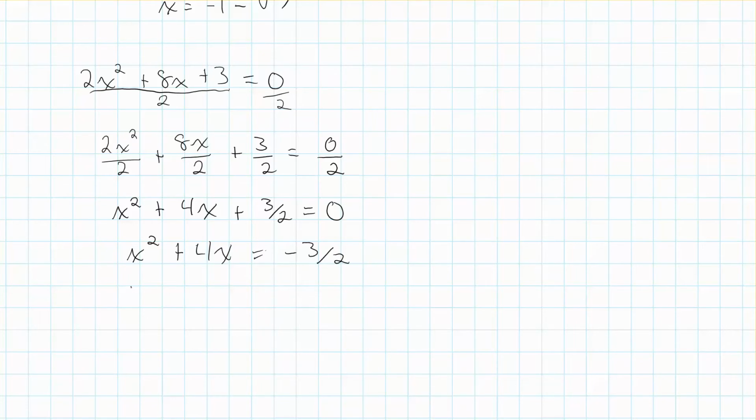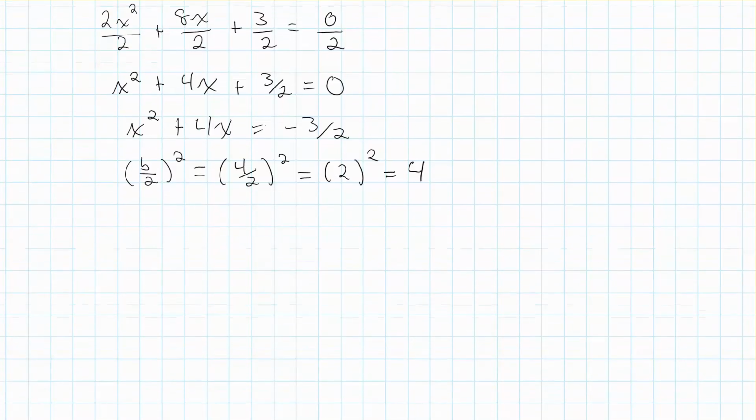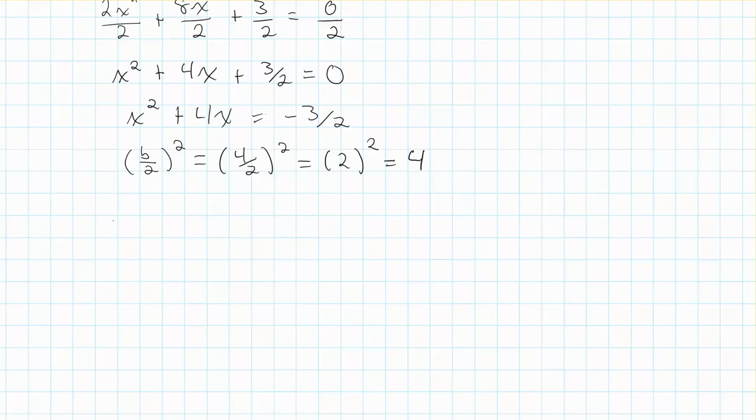Okay, then I'm going to look at what b over 2 quantity squared is. So this would be 4 over 2 squared, which is of course just 2 squared, which is 4. And then what do we have here? We have x squared plus 4x plus 4 equals negative 3/2, but remember, since I added 4 to the left-hand side, I also have to add 4 to the right-hand side.